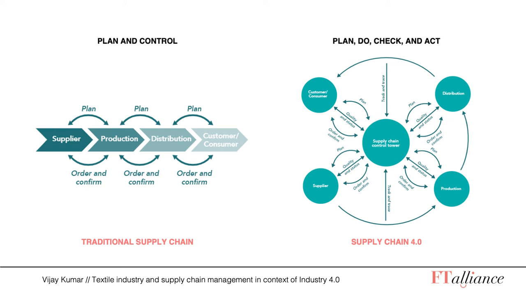That creates more visibility. Instead of having this plan and control, this is more like plan, do, check and act. That means we have more availability of the data, and more integration with the other supply chain actors. That helps you to broaden your scope. So you're not necessarily relying only on the next supply chain actors. Instead, you have more visibility. So those physical barriers are not necessarily acting as information barriers for you.